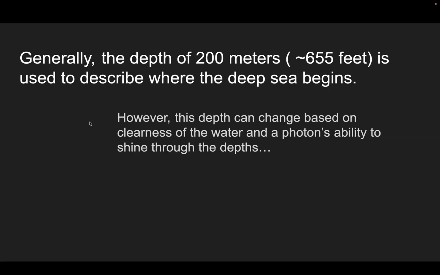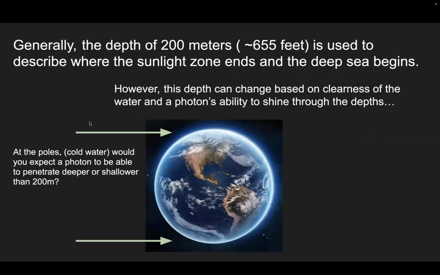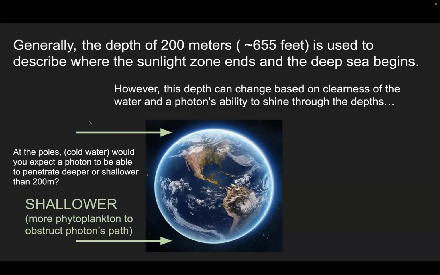So what do I mean by this? At the poles, where the water is very cold, and knowing what you know about phytoplankton, would you expect a photon to be able to penetrate deeper or shallower than 200 meters? Think about it for a second. Phytoplankton like cold water. Phytoplankton would also block a photon's path. So, shallower, more phytoplankton to obstruct the photon's path. A photon is a massless particle of light.